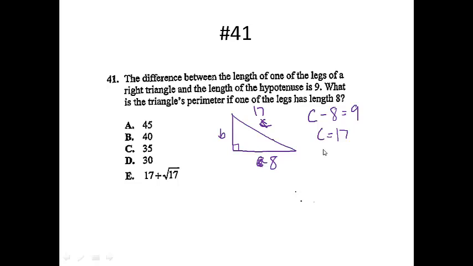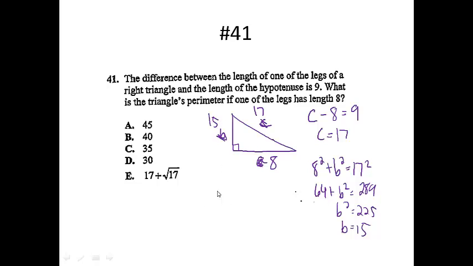And so from here, if C is 17, I now can use the Pythagorean theorem to find B. So I'll have 8 squared plus B squared equals 17 squared. And that gives me 64 plus B squared is equal to 289. And so I get B squared is equal to 225, which means B has to equal 15. So that means this side is 15.